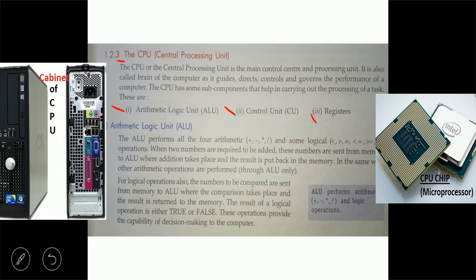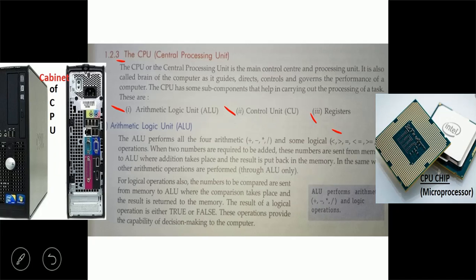ALU stands for arithmetic logic unit. ALU performs all the arithmetic and logical operations. Arithmetic operations like plus, minus, asterisk, division, whatever operations of arithmetic are there, can be performed by the arithmetic unit. And the logical operations, like comparing two values, less than, greater than, equal to, not equal to, are performed by the logical unit. Both combined together form the arithmetic logic unit, that is ALU.